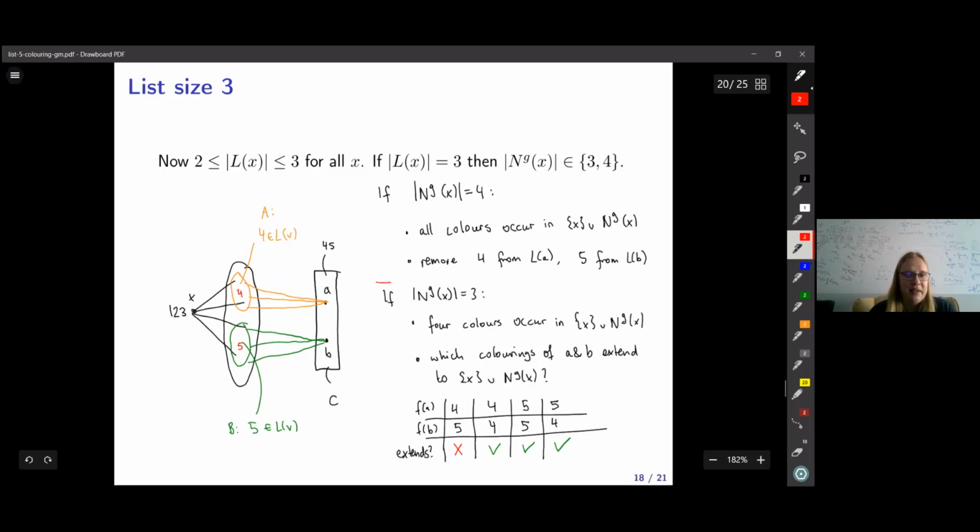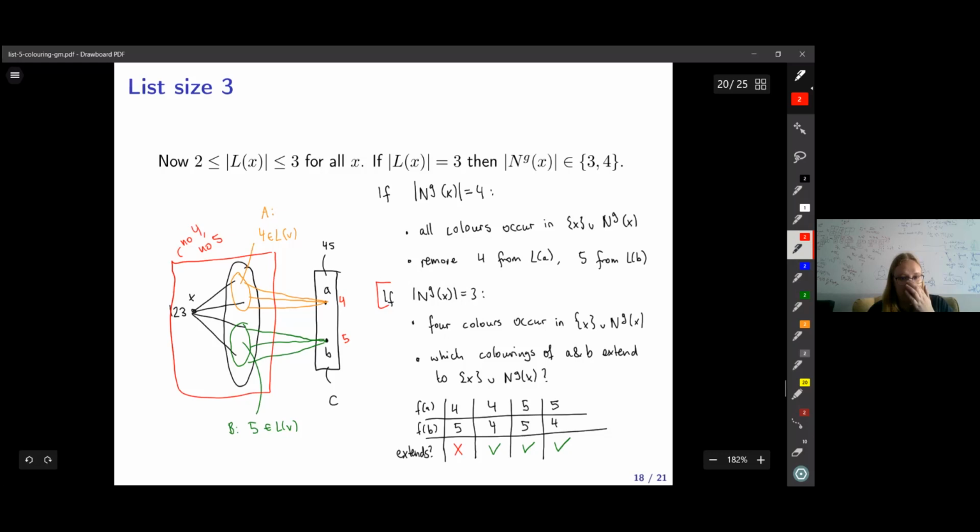And now if it's 3, there's still a bit more to do. I do know that 4 colors occur here because there are 4 vertices. So at the very least, I know that if I color A 4 and B 5, then I'm in trouble. This coloring does not extend to the left because this coloring of A and B means that in the red box I have no 4 and also no 5. But using 4 different colors, there should be a 4 or 5. So let's ask again, which colorings of A and B extend to the left? I know 4 and 5 doesn't.